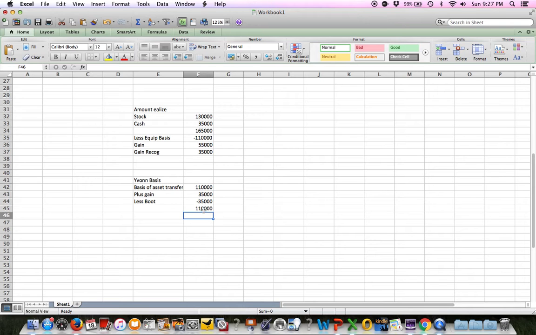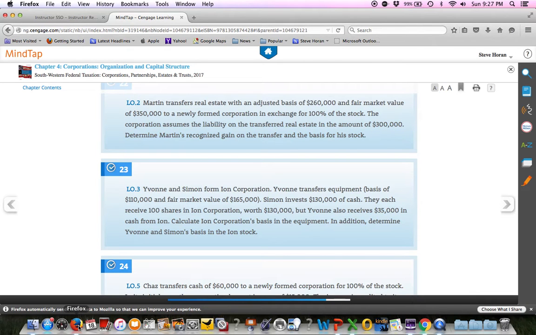So Ion takes on a basis of 145 in the equipment received, the 110 plus the 35. Simon's basis is 130, the amount of cash that he paid. So basically Yvonne's basis is 110, Ion's basis is 145, and then Simon's basis is 130. Okay, that was question 23. Let's take a look at 24.